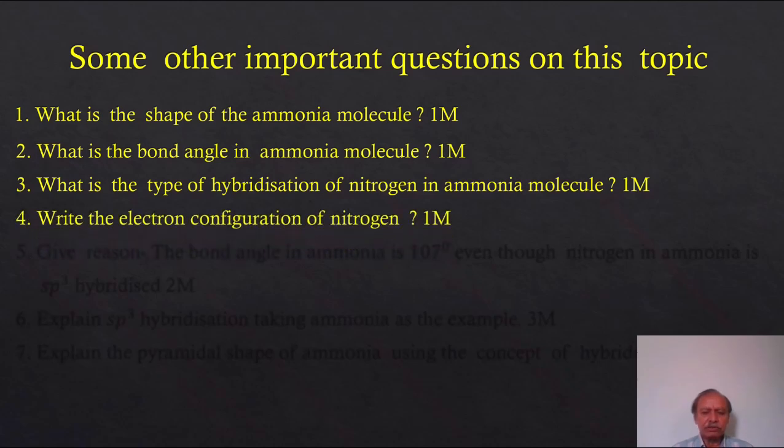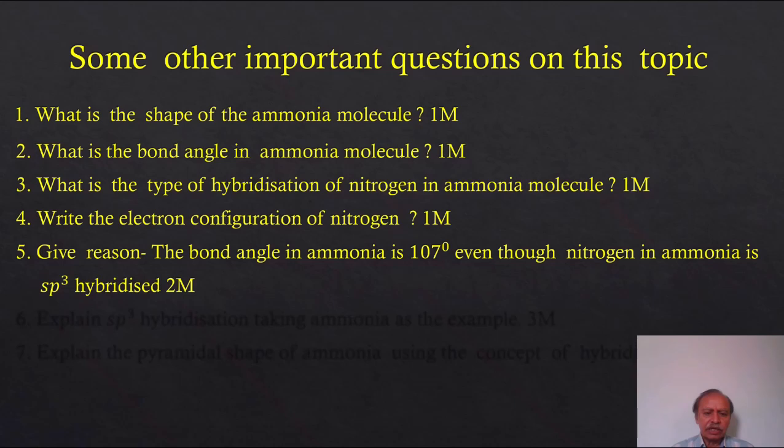Then write electron configuration of nitrogen. So you have to write the electron configuration, that is 1s2, 2s2, 2p3, showing the 3 unpaired electrons in the 2p orbitals. Then this will be for 2 marks. Give reason. Bond angle in ammonia is 107 degrees, even though nitrogen atom in ammonia is sp3 hybrid. You find sp3 hybridization of nitrogen in ammonia and sp3 hybridization of carbon in methane. Both are sp3 hybridized, but the shape of the molecules are different. So you have to give reason why they are different.